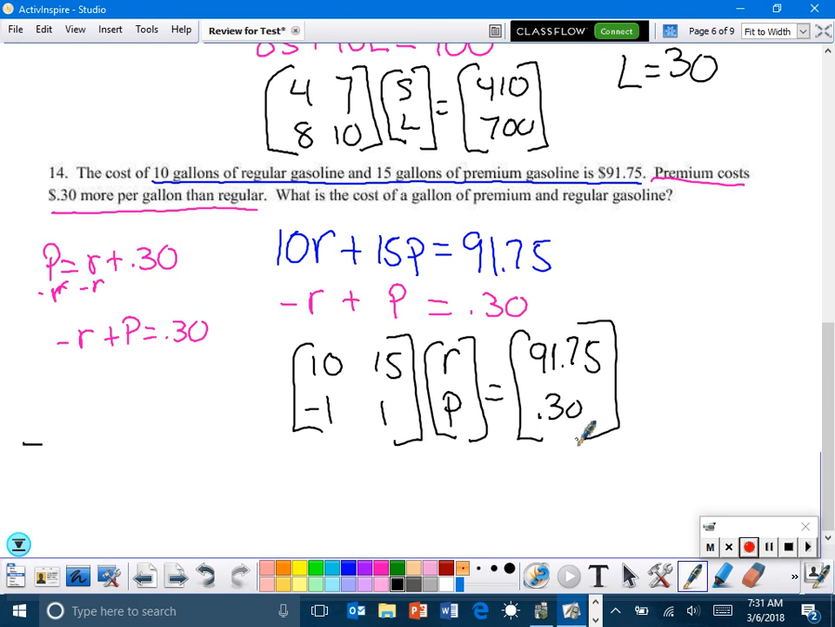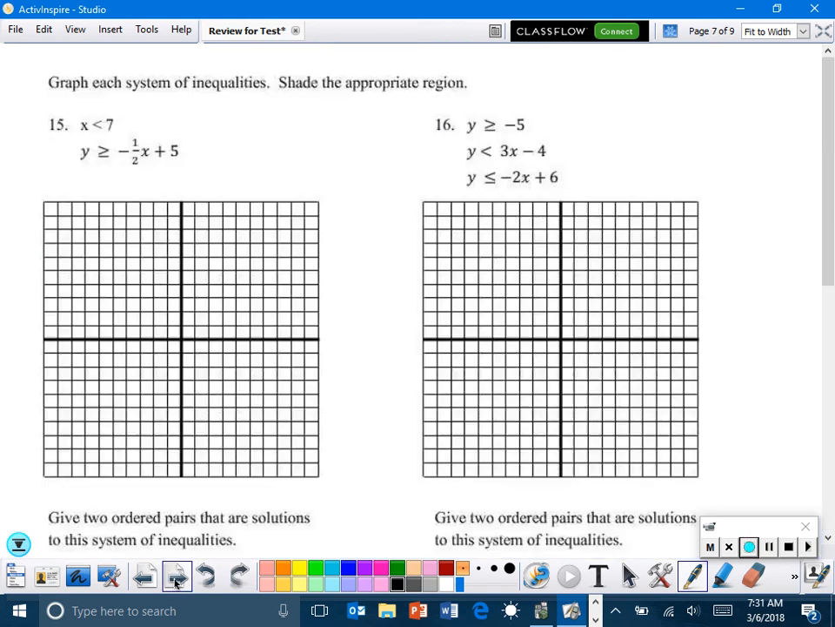All right, type that in, and again, this is one where you are going to get a decimal answer. The premium ends up being $3.79, and the regular ends up being $3.49. All right, moving on. There's a lot to do on this one.